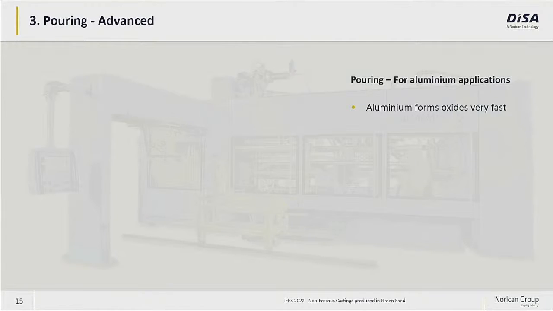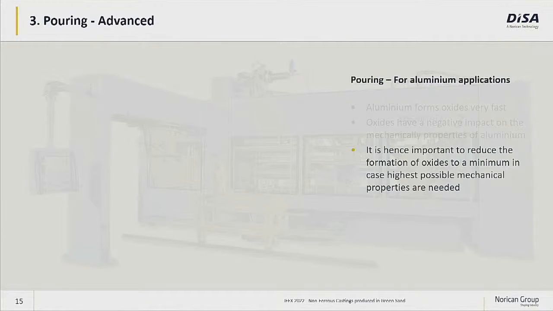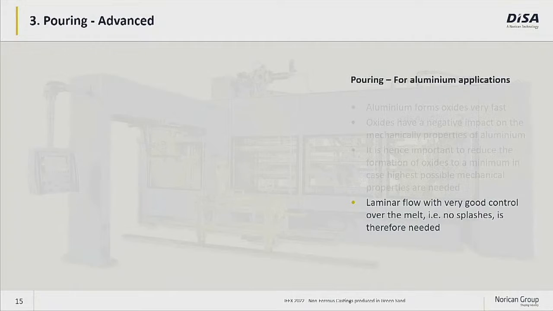When we are talking about aluminum, sometimes it's a little different. Aluminum forms oxides very fast, and these oxides will reduce mechanical properties. In case we are producing aluminum castings where we need to obtain the highest possible mechanical properties, it is super important to reduce the formation of oxides to an absolute minimum. This means we need to have a laminar flow, and we need to avoid splashes of the metal, etc.